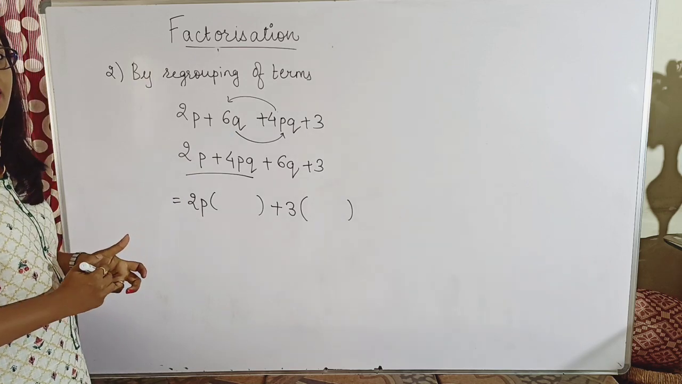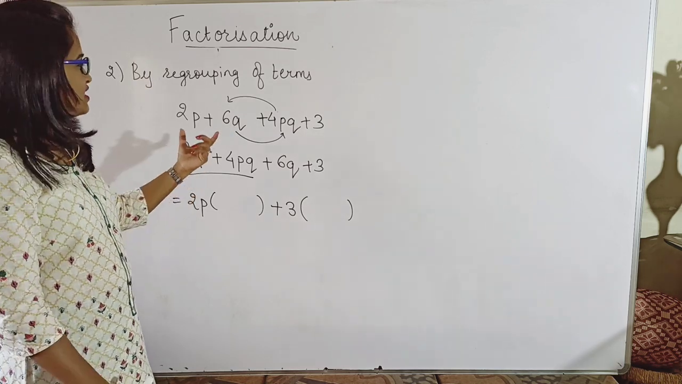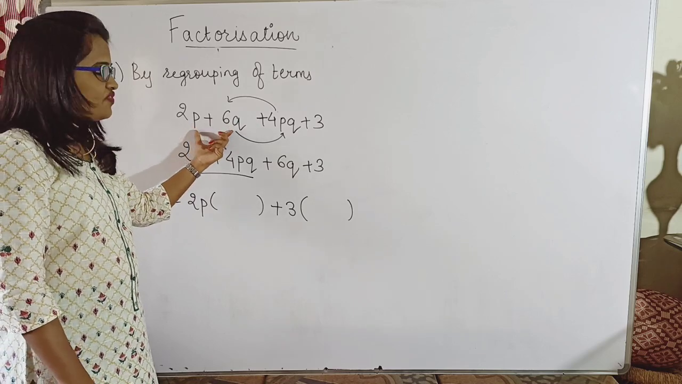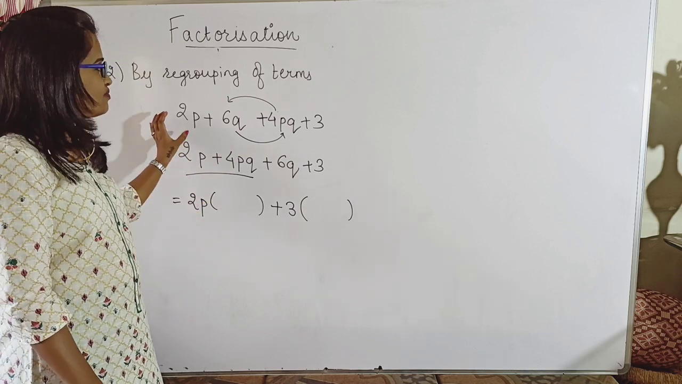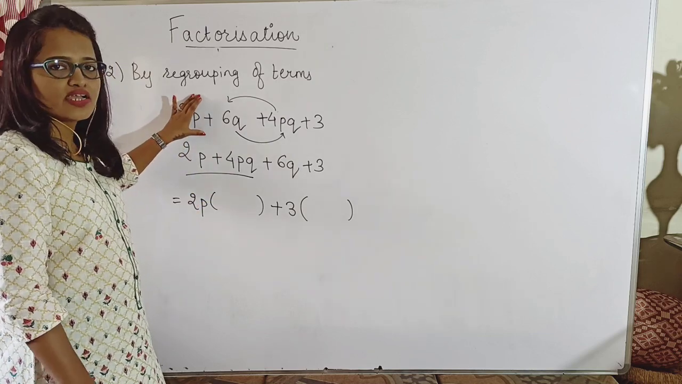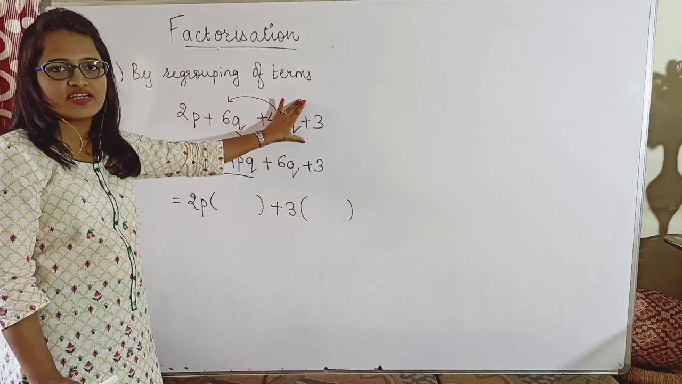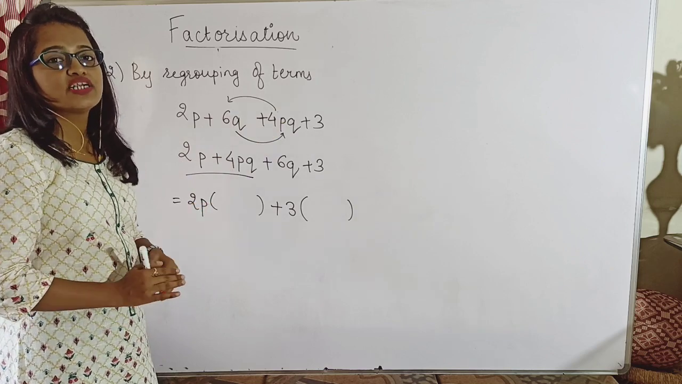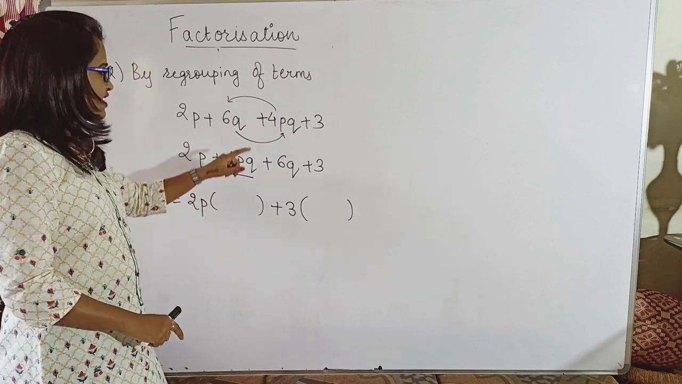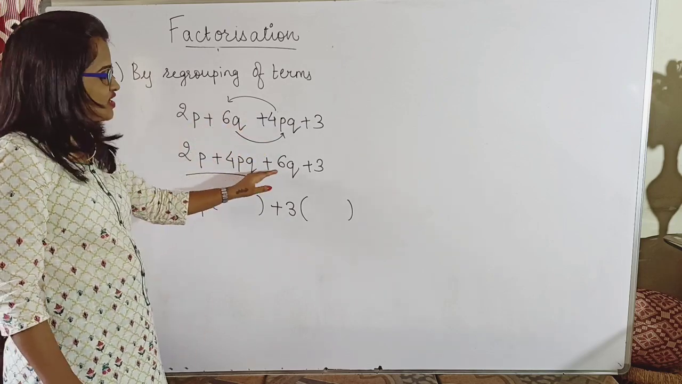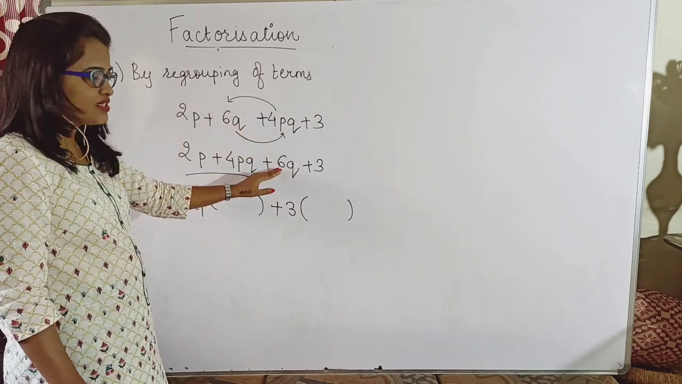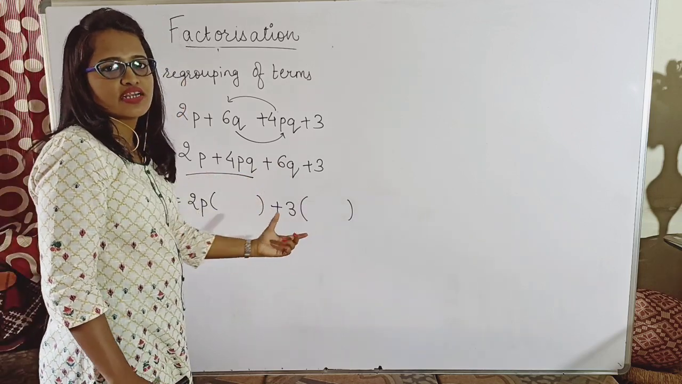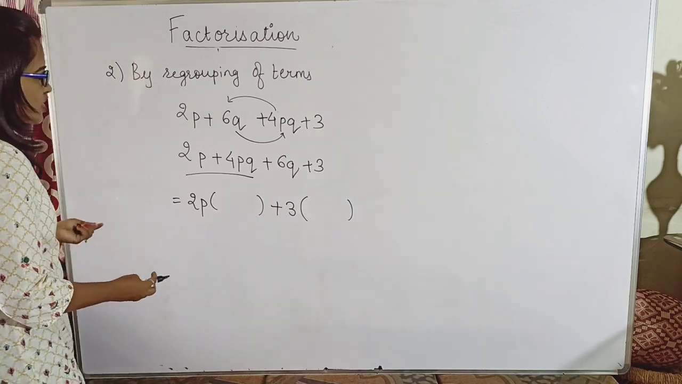So what does it mean? I have regrouped the terms. In the question itself, the position of the terms was such a way that I cannot find the common factor between two terms. These two terms I got a common factor, but between these two terms I didn't get any common factor. So what if I rearrange them so that I could get common factors between the two terms, and hence I have taken 4pq on this side, whereas 6q I have written on the third place. Why? Because from these two terms I can take something common, whereas from these two terms also I can take something as common. Now let us see what comes in the bracket.